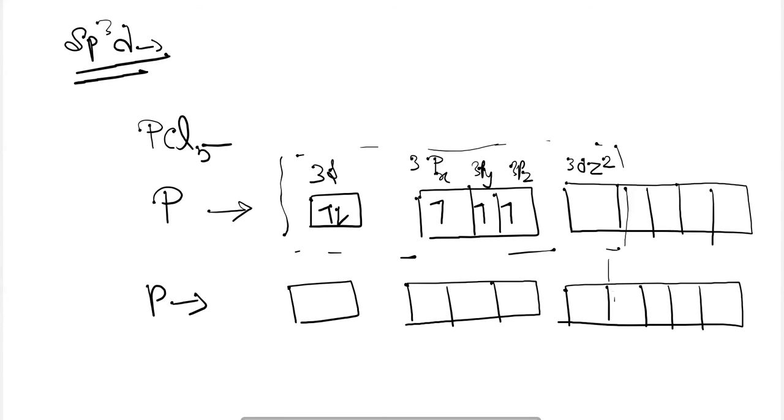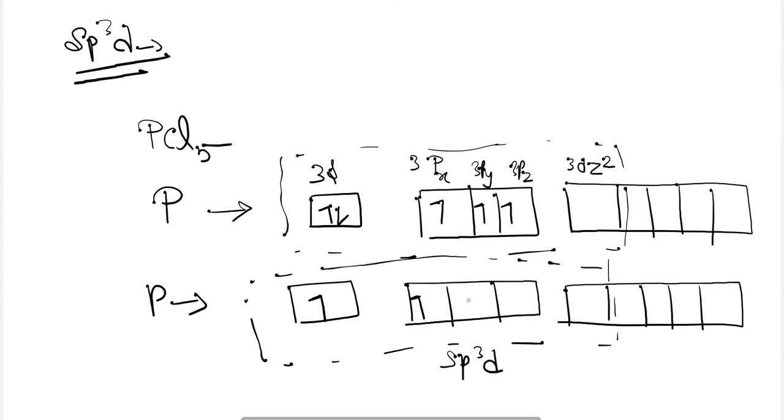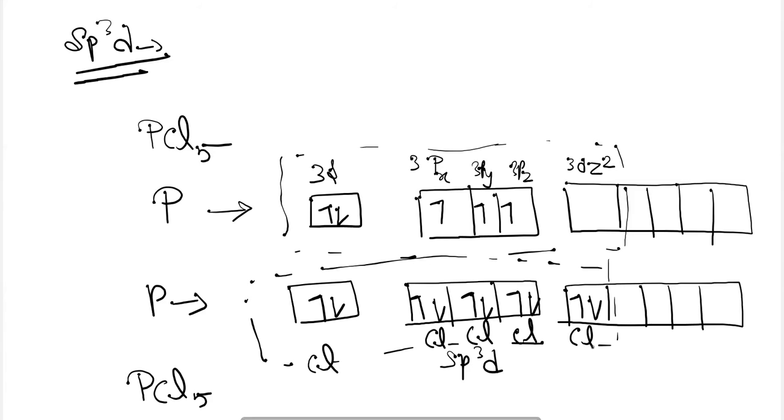and these are the sp3d hybridized orbitals with one electron present in each orbital. Now when they form PCl5, one electron is given from the Cl side to their half filled orbitals by the chlorine, and hence they form PCl5.